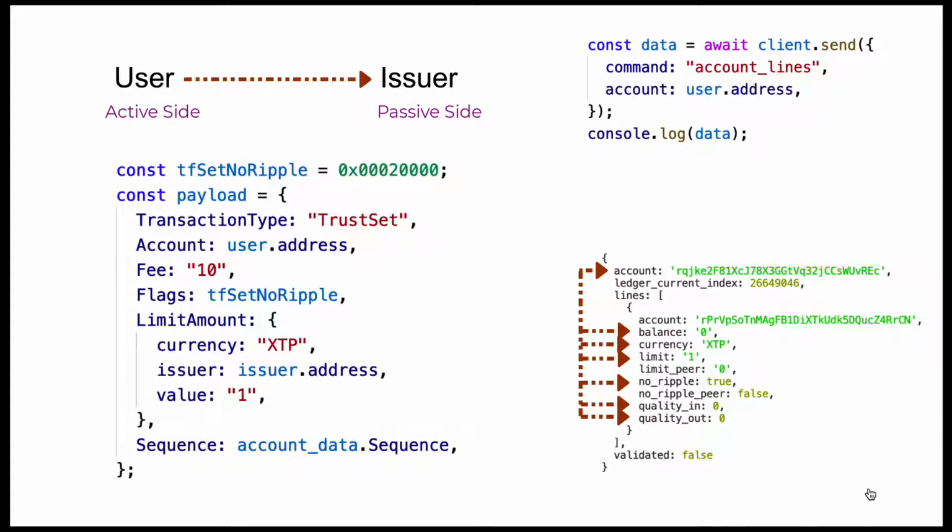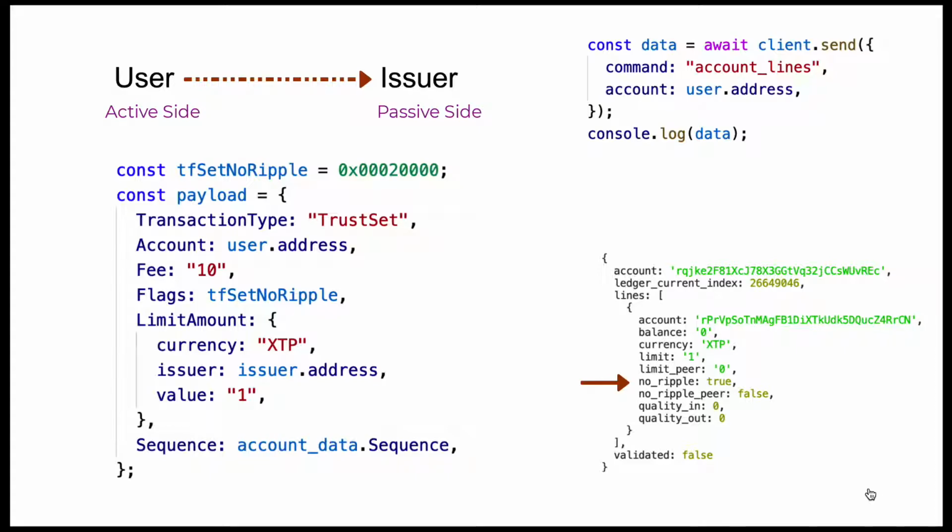Here, no ripple means no rippling. We already know what rippling is, right? So if no ripple has a value of true, it means no rippling from the user account side on this trust line. If no ripple has a value of false, it means rippling is enabled from the user account side on this trust line. Same thing holds true for no ripple peer, but it's from the peer account side. Please watch this part once again and make sure you clearly understand what no ripple does when it's true and when it's false.